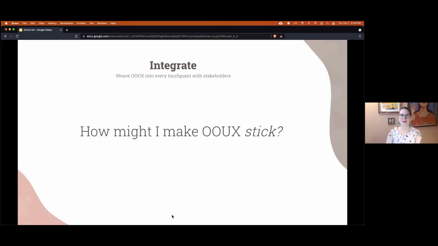Okay, so that was the second point. Now you've had your OOUX workshop, you're jamming, you've done some activities, and your stakeholders are starting to learn OOUX. The next thing that I want to talk about is now integrating it. So how do you continue to make OOUX relevant in your work and memorable for your stakeholders? Here, the key question is really, how can you make OOUX stick?